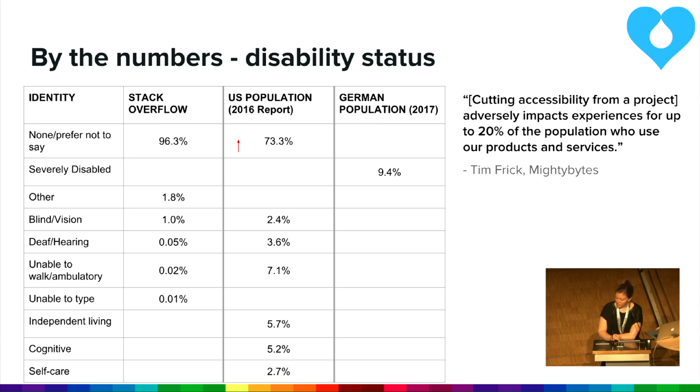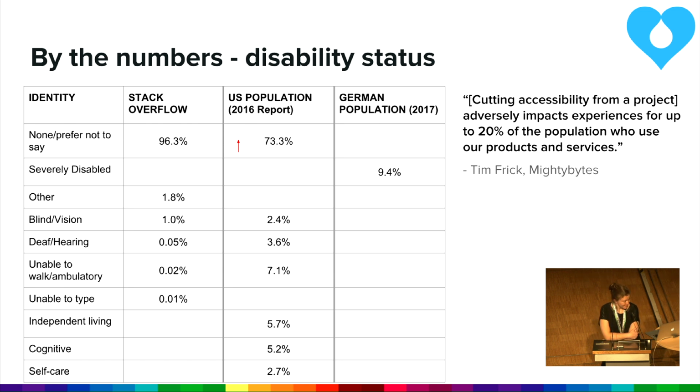Yeah, I think that's about it. We've got the quote on the side there. Cutting accessibility from a project adversely impacts experiences for up to 20% of the population who use our products and services. That's pretty significant. I think it's back to you.